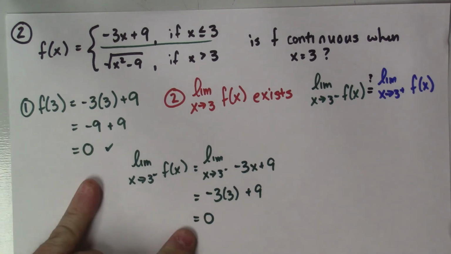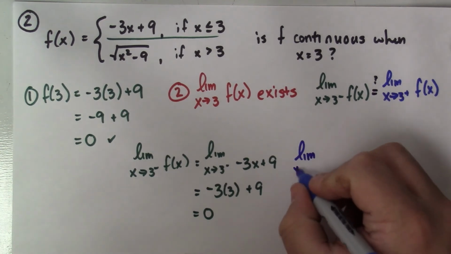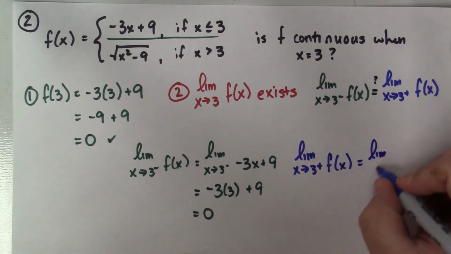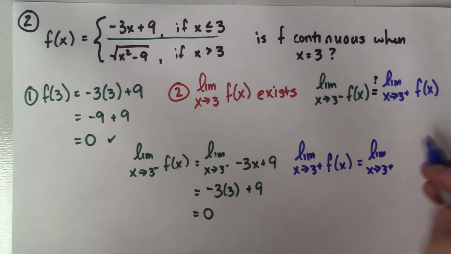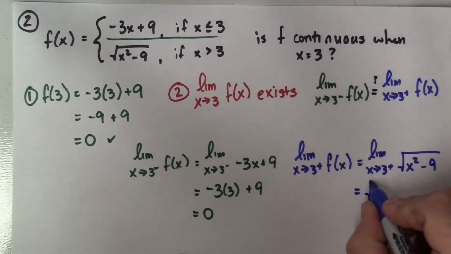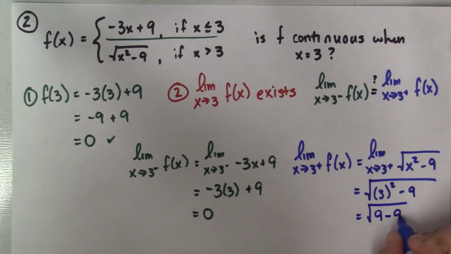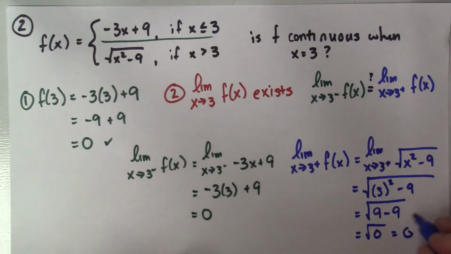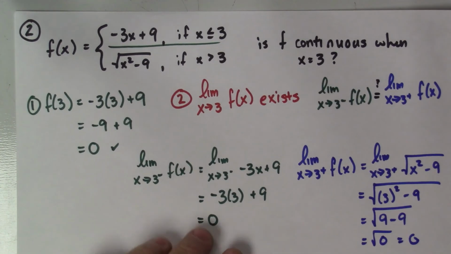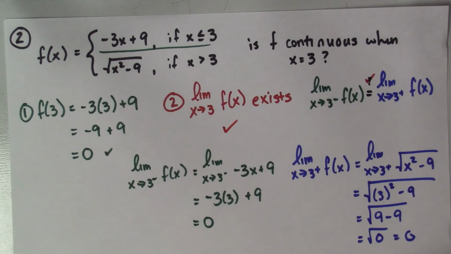Now, so far so good. Both of those are 0. Now I've got to check from the right. The limit as x goes to 3 from the right of f of x. Well, that's the limit as x goes to 3 from the right of this rule, the square root of x squared minus 9. I'm going to substitute in and check as we go that there are no domain restrictions. So that's the square root of 3 squared minus 9, the square root of 9 minus 9, the square root of 0, simply 0. Now, hey, look. The left and the right are the same value. This holds true. The limit exists.